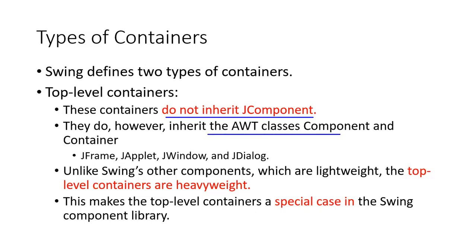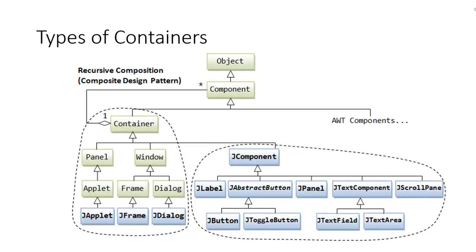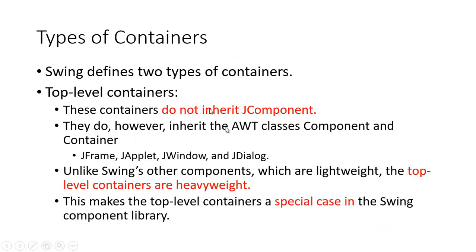Which are those? There are many. Again to show you, we have the container from which we have JApplet, JFrame, JDialog. Many are there, I will not show all of them. Whereas there are some containers like JPanel which is derived from JComponent. So coming back to the topic, the containers which do not inherit from JComponent are top level containers.